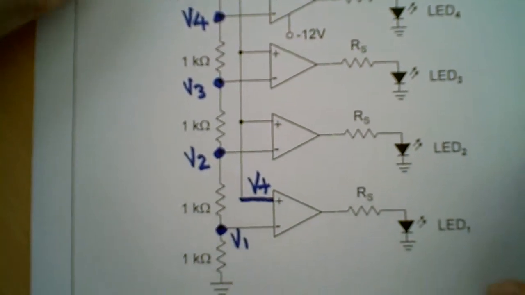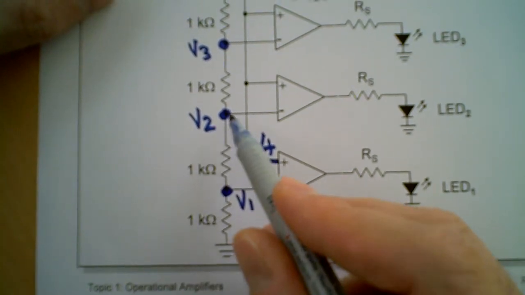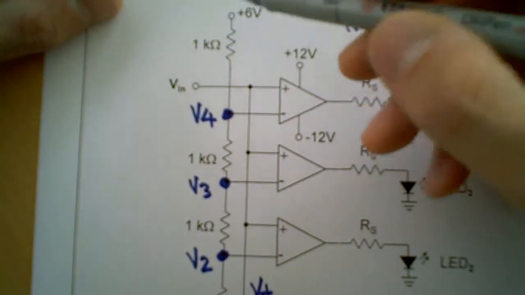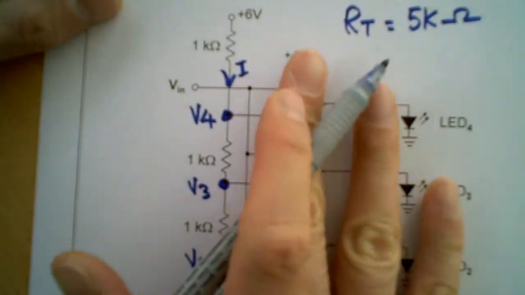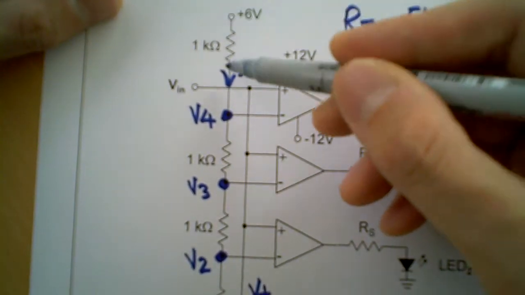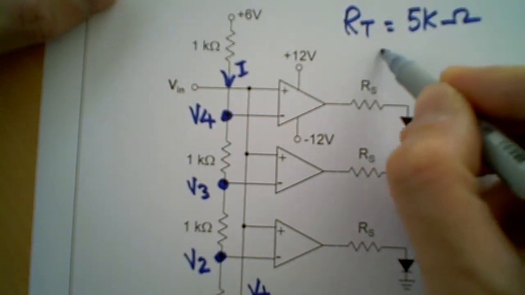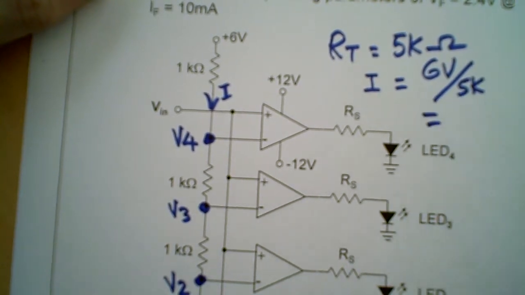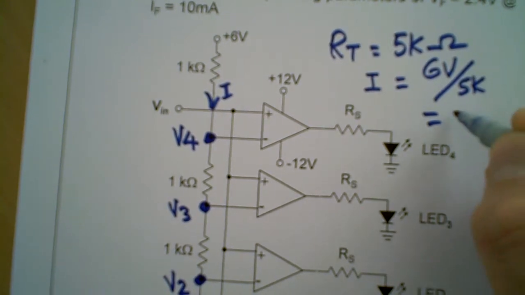Now after having found that, we can either use the voltage divider to find the voltage at V1, V2, V3 and V4. Another way to do it is to find the total current flowing in this series resistance, ignoring the operational amplifier for the time being. We can determine that by using I equals 6 volt divided by 5 kilo ohm, which gives 1.2 milliamp.